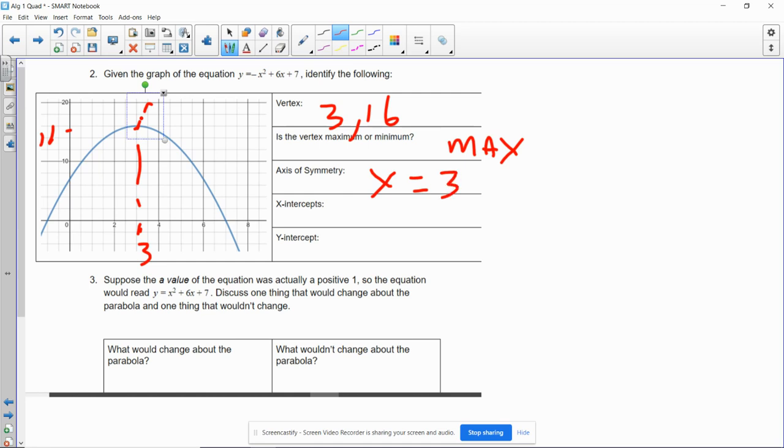I have 2 x-intercepts, one right here at (7, 0), and another one right here at (-1, 0). And my lone y-intercept is right here at (0, 7). X-intercepts and y-intercepts are coordinates, so they need to be in parentheses. You can't just say 7.